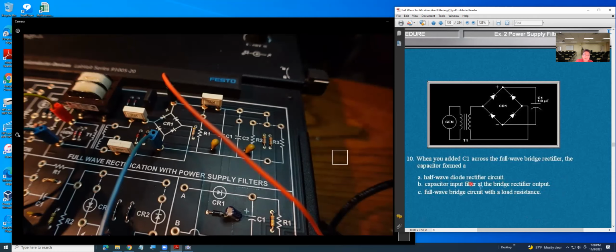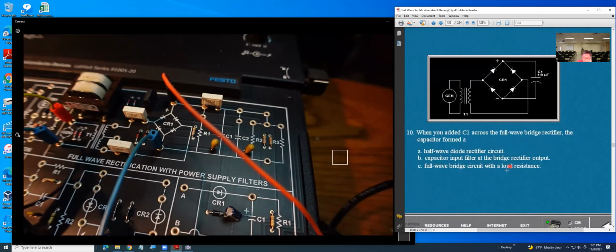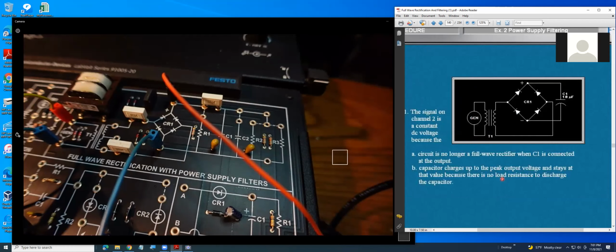Capacitor input filter at the bridge rectifier output. This is a bridge rectifier. Okay, you connect the capacitor, that will be the filter. That's because the capacitor is blocking the DC, correct?